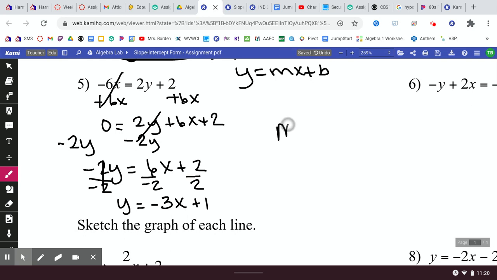All right, so my m is, Montana, what's my m? Positive 3 or negative 3? Negative 3. And Bryce, what's my b? 1. Excellent. Very good.